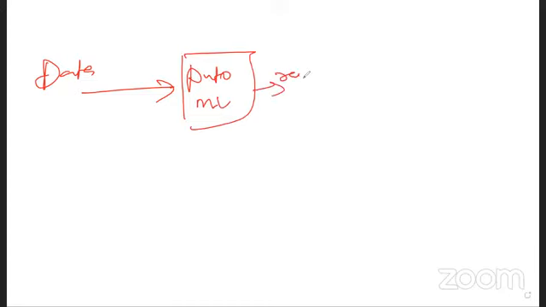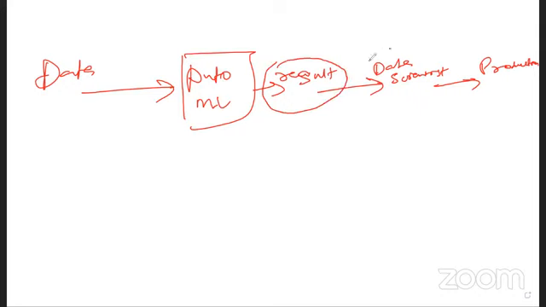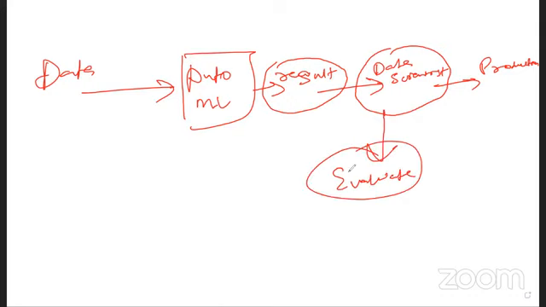Suppose this is the data and this is the AutoML, and this is the result it's providing. This result will go through the data scientist. Then only will it go to production. Whatever results I get from the AutoML, firstly the data scientist will evaluate them, because without evaluation the AutoML results are a total waste.